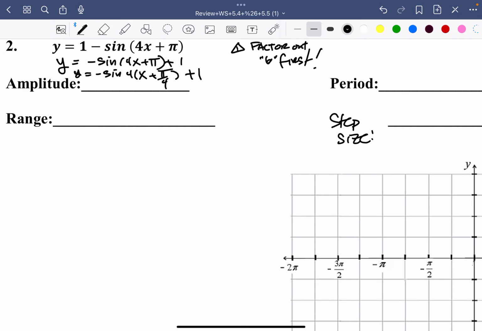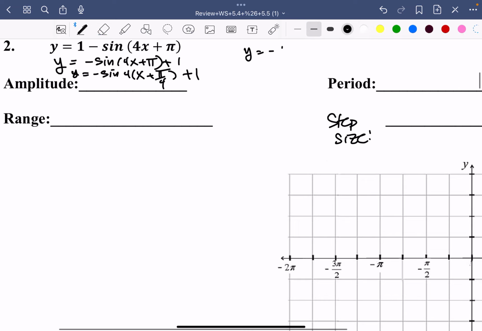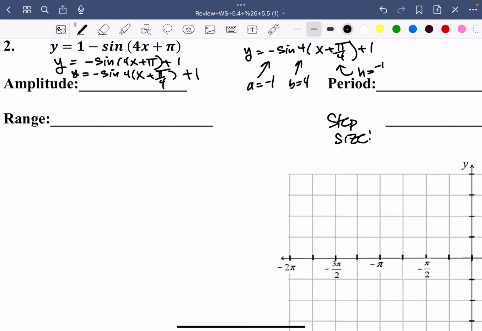So now it should be pretty clear what our values are. Let me write it over here to where you see it. So if you have y is equal to negative sine of 4, x plus pi over 4 plus 1, a is equal to negative 1, b is equal to 4, h is equal to negative pi over 4, so we start off just a little bit to the left, and k is 1. That's our midline.